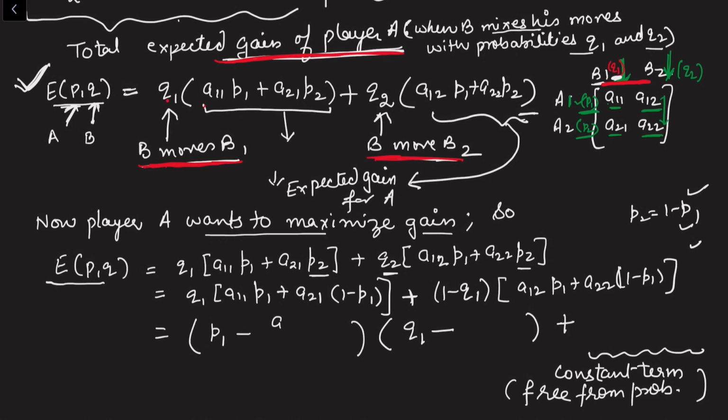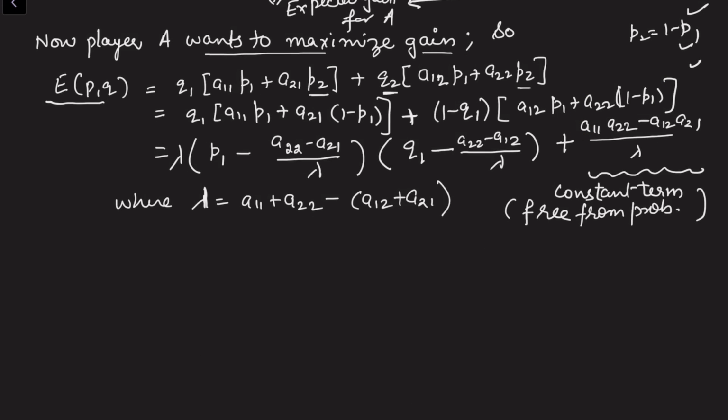So now we want to rewrite this term by rearranging these terms that are appearing here in a way that it comes as P1 minus something, Q1 minus something plus the constant term. So the term is this lambda into P1 minus this quantity, Q1 minus this quantity plus this quantity, where in the denominator I have written lambda as A11 plus A22 minus A12 plus A21. This is the same quantity that we have shown in the formula, and here the lambda is multiplied.